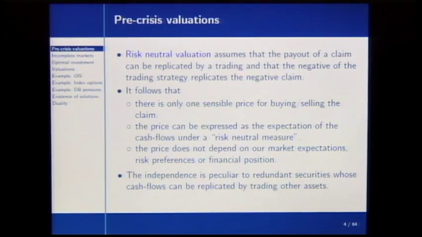So, just to set the stage, as you all know, the classical paradigm in financial mathematics is risk-neutral valuation, where you essentially assume that you can replicate option payouts by trading. That's what happens in the Black-Scholes model and many extensions of that. In that setting, there's only one sensible price for selling or buying the asset, assuming you can replicate it. And then, with some more sophisticated mathematics, you can express the prices as expectations under the so-called risk-neutral measure.